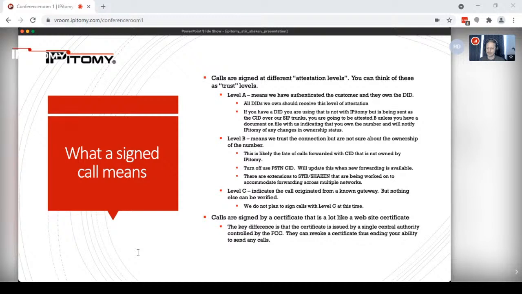Level C indicates that the call originated from a known gateway, but nothing else can be verified about the call. We're not really planning on sending level C at this time. It could be that we end up not blocking totally invalid calls and signing them as C, but at this point, if you send something like a caller ID that says asterisk, we're going to block it. We don't really want to be signing calls that say they come from asterisk. We want to sign calls that say they come from a legitimate number.